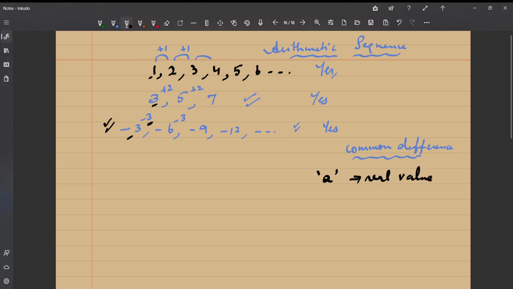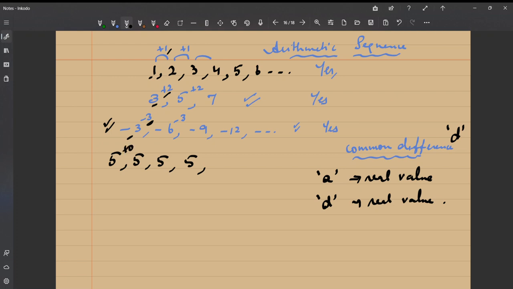And what about this common difference? It's popularly denoted by D. D, the common difference or the jump size which we saw here, 1, 2, minus 3, can also take any real value, right? So if I say any real value, you may wonder, oh, can it be 0 also? Yes, of course, it can be. Suppose you have 5, 5, 5, 5. Is it an arithmetic progression? Yes, it is an arithmetic progression because the jump size here is 0. It is 0 throughout. So yes, it is an arithmetic progression.